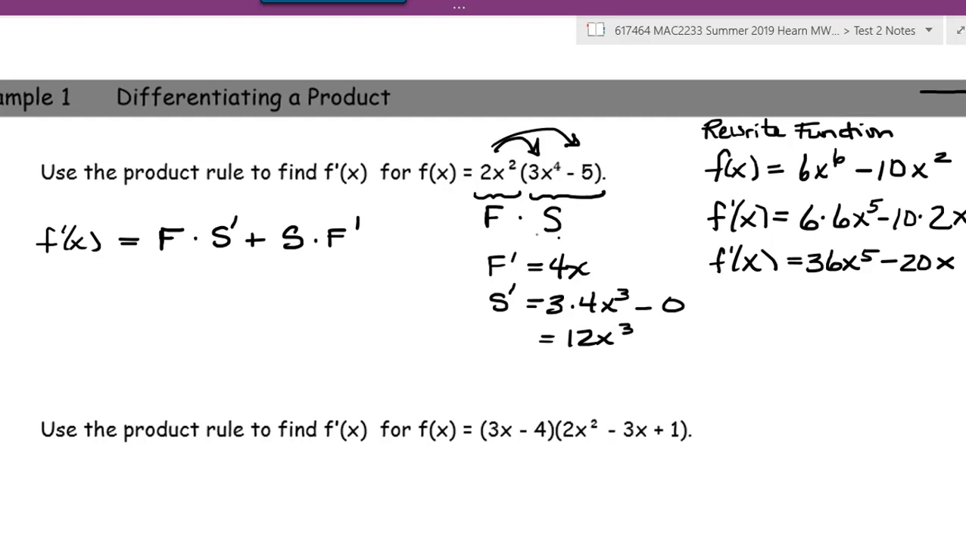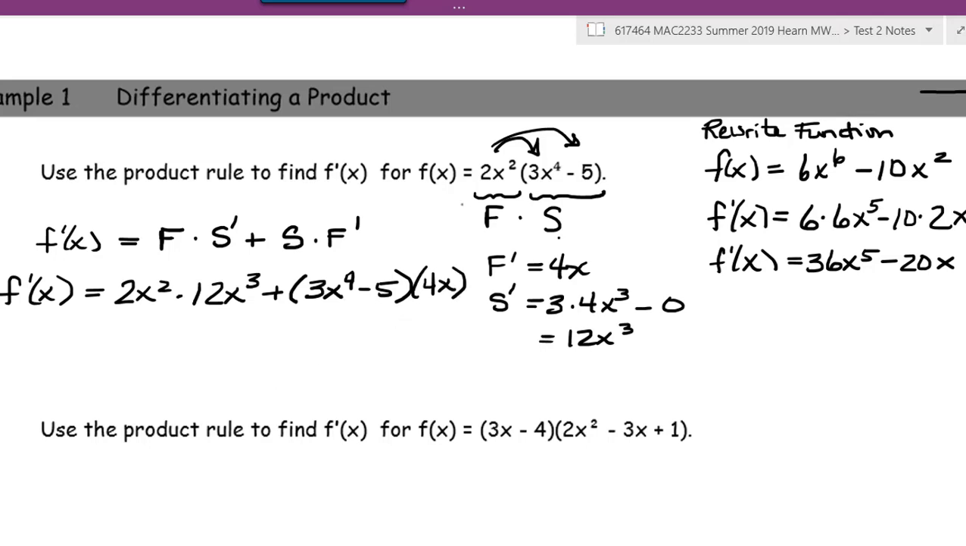Now we have what we need to plug into our product rule formula. The first function, 2x squared, times the derivative of the second, which we found to be 12x cubed, plus the second function, 3x to the fourth minus 5, times the derivative of the first, which we found to be 4x. And now we just have a little simplifying to do.